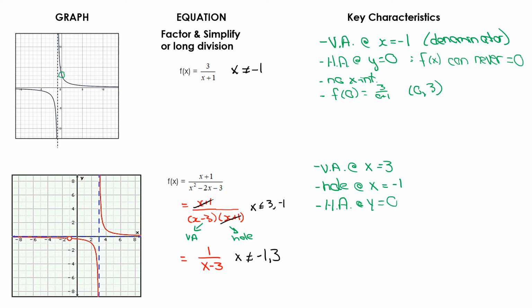And the other one we talk about a lot is the y-intercept. So our y-intercept is another key characteristic. We sub in 0 into the function, and when you do all that, you will end up with 0 plus 1 over 0 minus 3. So our y-intercept is going to be at (0, -1/3). So those are all the key characteristics we can get from the equation or from the graph.